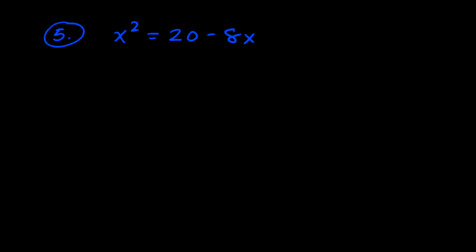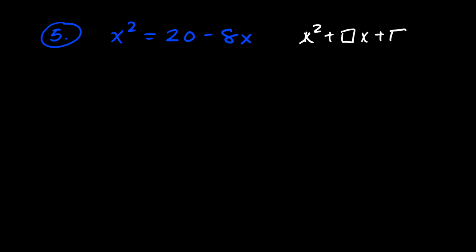Example 5, we got a slight problem. You'll notice that it's not in the proper form. We don't have it in the form x squared plus blank x plus blank equals 0. So we need to set this thing equal to 0. So we'll move the 20 and the -8x to the other side by subtracting 20 and adding 8x.